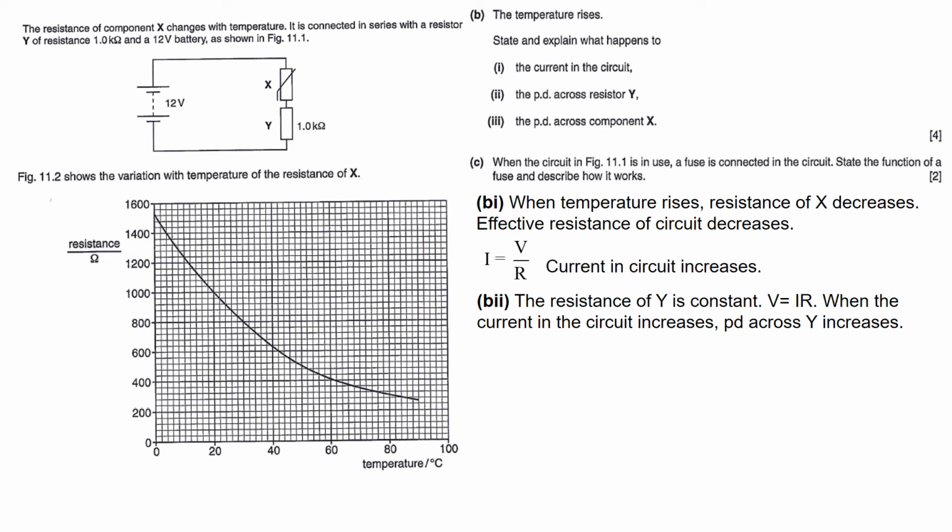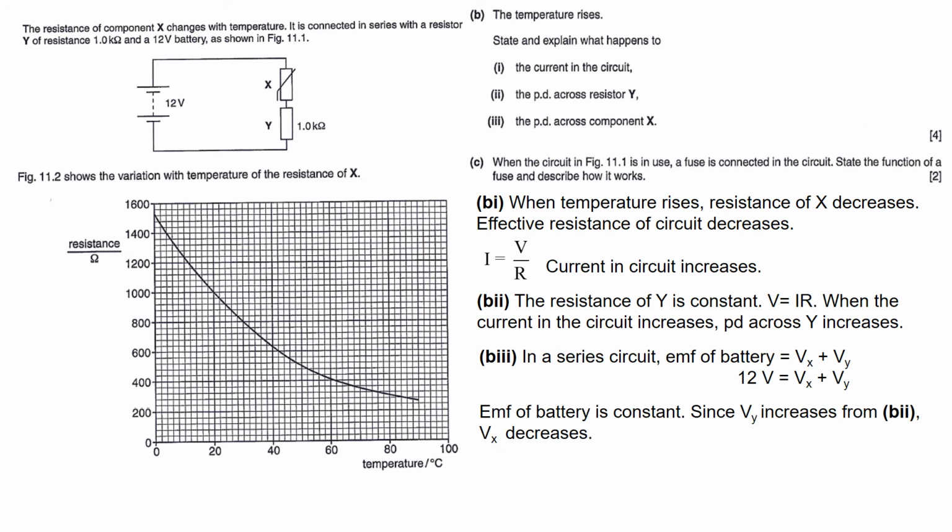Since this is a series circuit, the EMF of the battery, 12 volts, will be the potential difference across X plus the potential difference across Y. Since the potential difference across Y is greater, the potential difference across X is now smaller, since the EMF of the battery is constant.